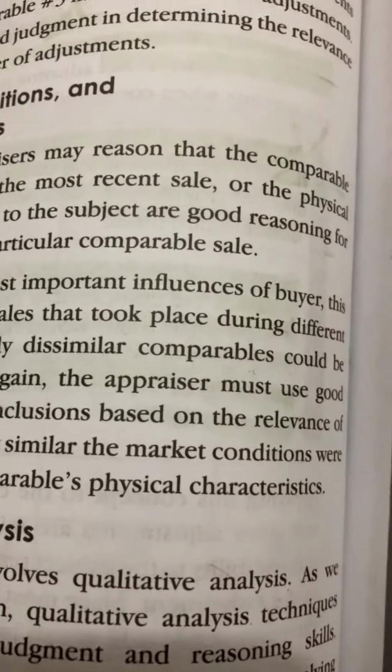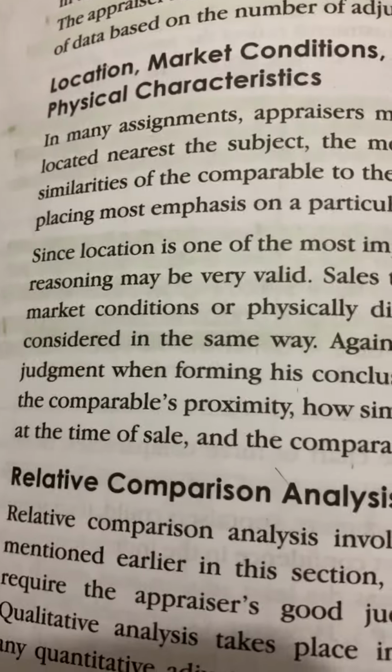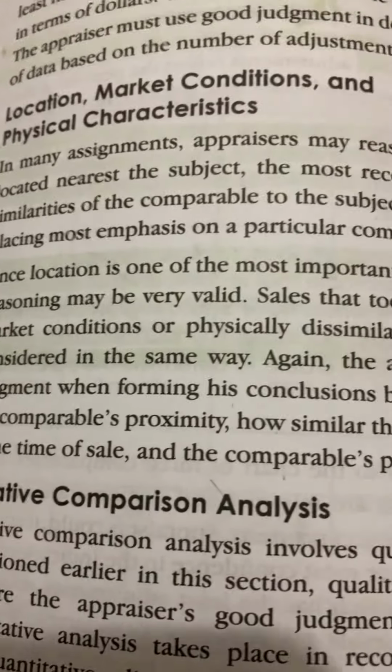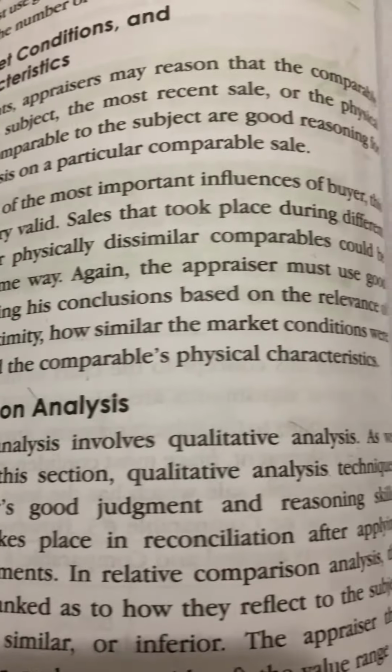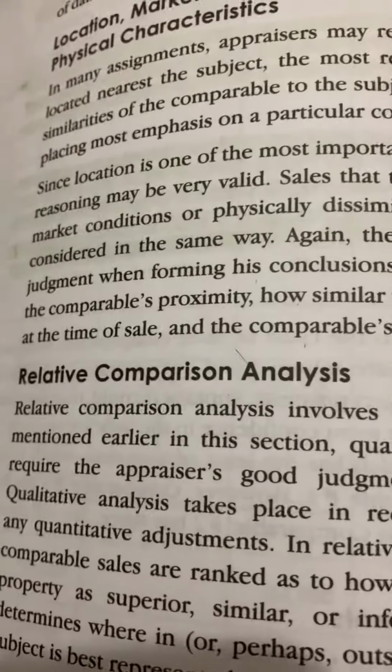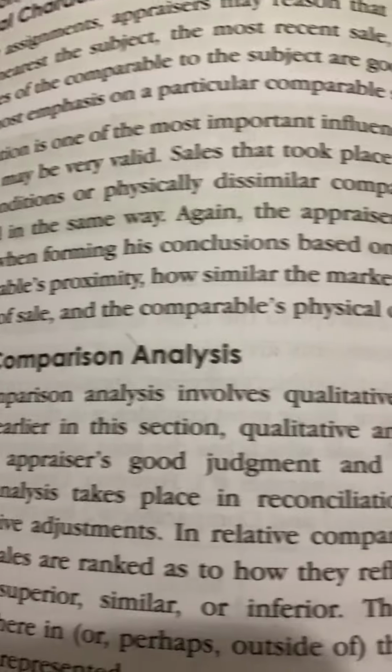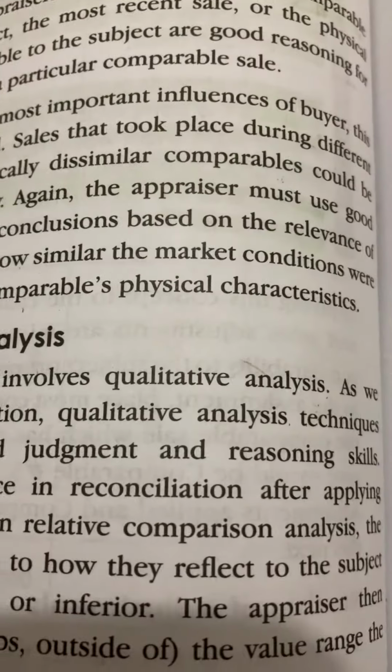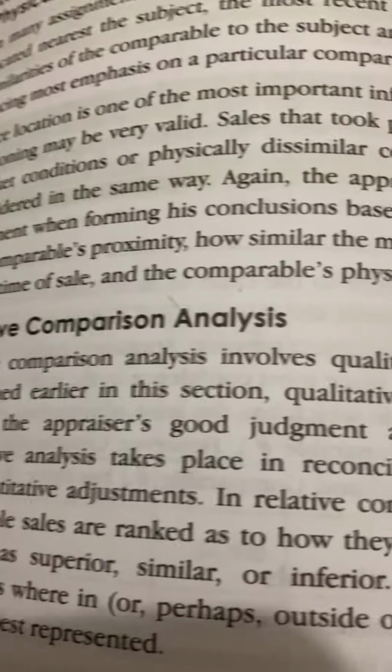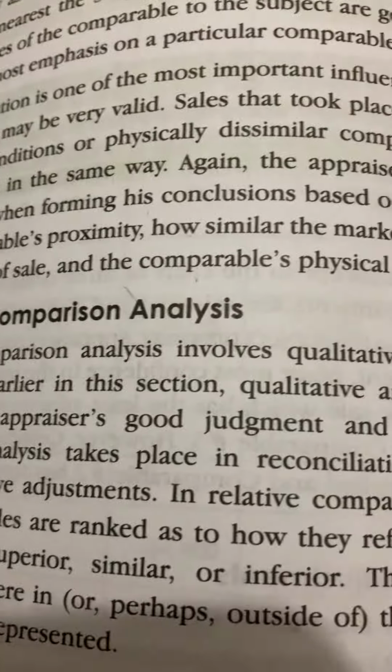Sales that took place during different market conditions or physically dissimilar comparables could be considered in the same way. Again, the appraiser must use good judgment when forming his conclusions based on the relevance of the comparable's proximity, how similar the market conditions were at the time of sale, and the comparable's physical characteristics.